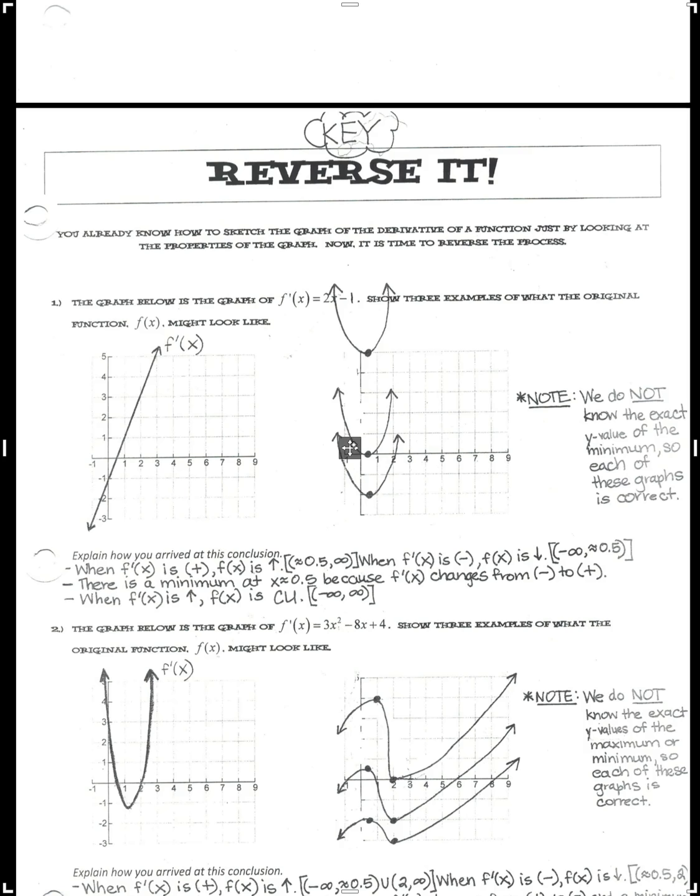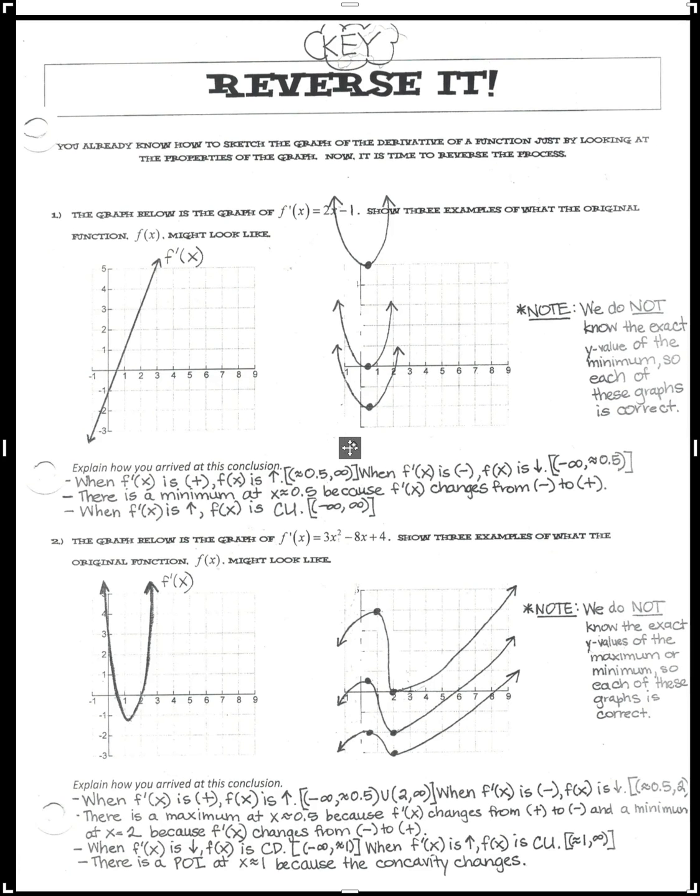Okay, so here was the graph that we had of f prime of x, which is the equation y equals 2x minus 1. It says show 3 examples of what the original function might have looked like. Now, there's a reason for that.